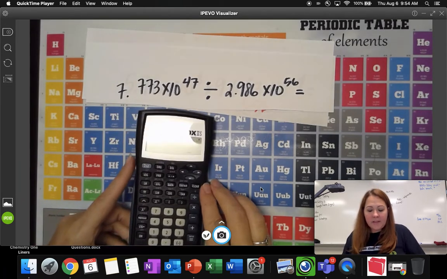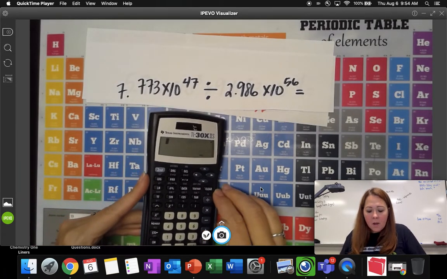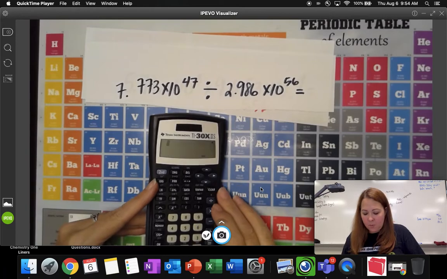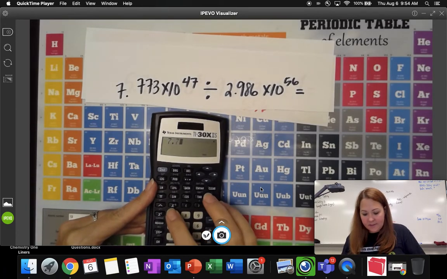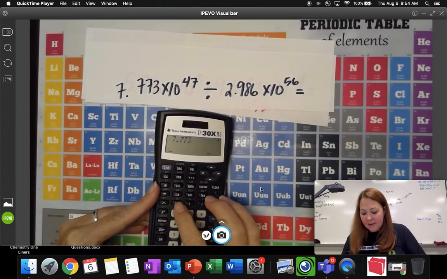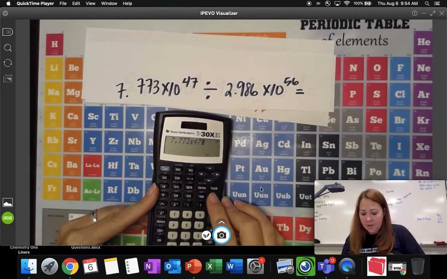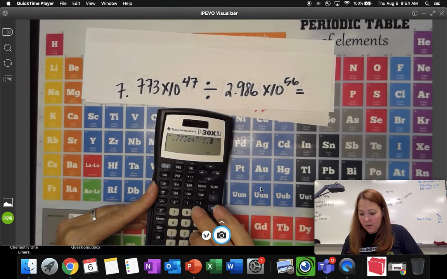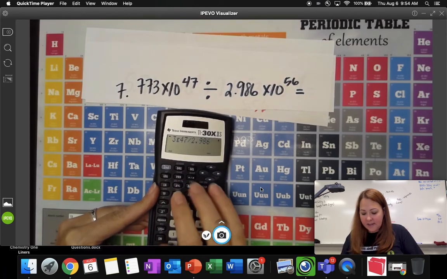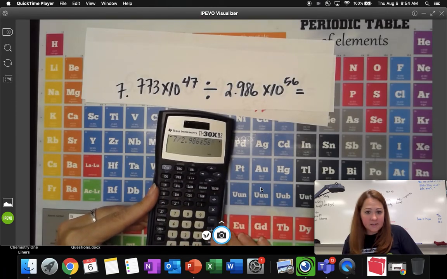So when we're looking at the examples here, the second example that you have in your PowerPoint, it says 7.773 times 10, so second E, and then it's 47, divided by 2.986, second E, and then 56.